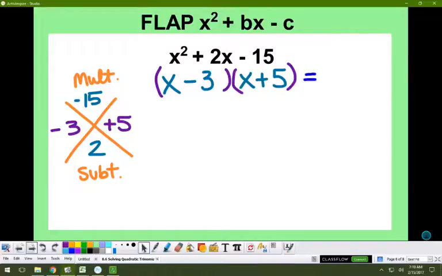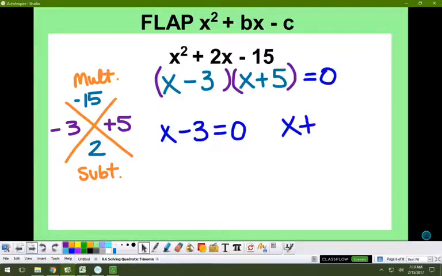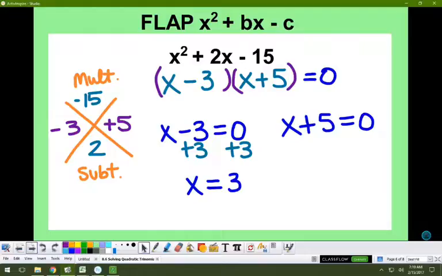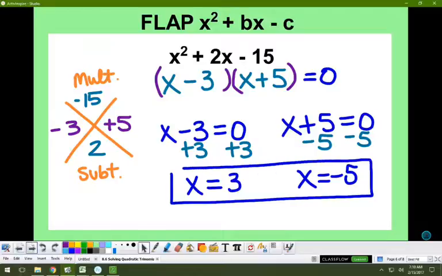If the problem asks to solve, then you set each of those parentheses equal to 0. So x minus 3 equals 0, x plus 5 equals 0. And now we're going to solve those two equations. So I would add 3. So x equals +3. For the other one, I would subtract 5. So x equals -5 and x equals +3 are the solutions to this example.